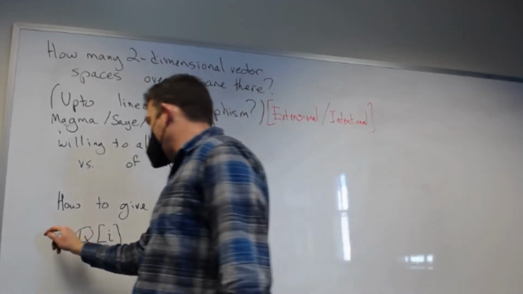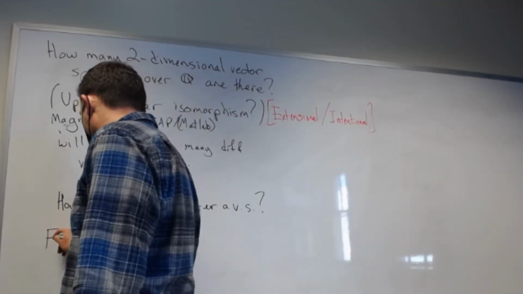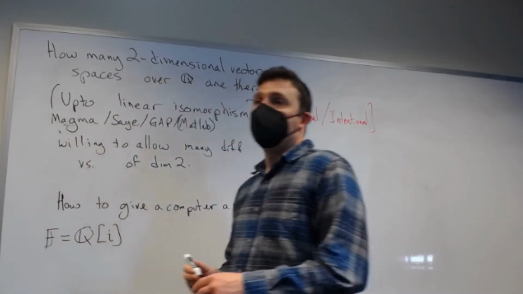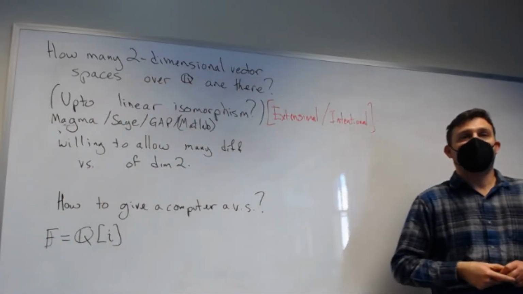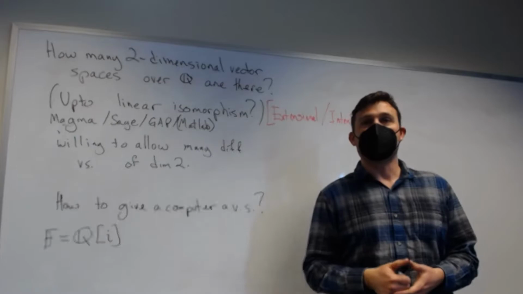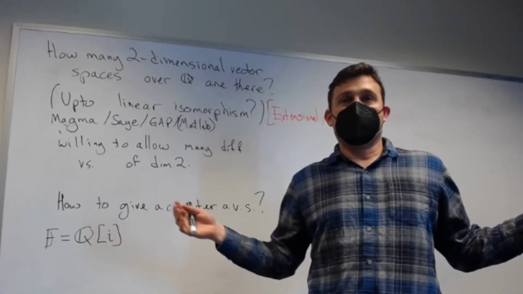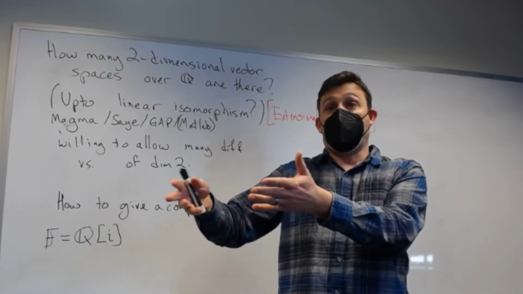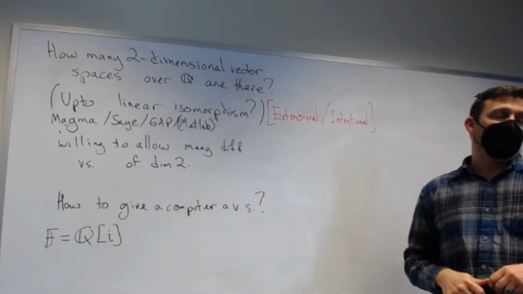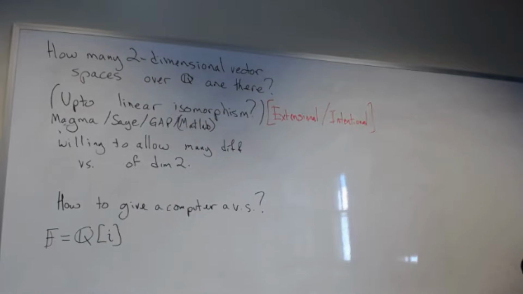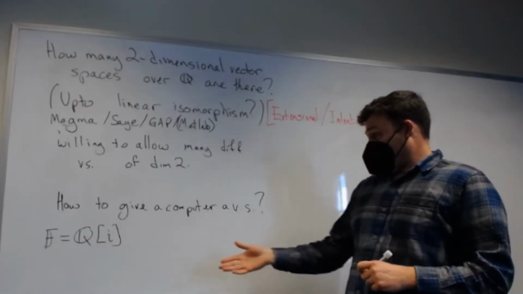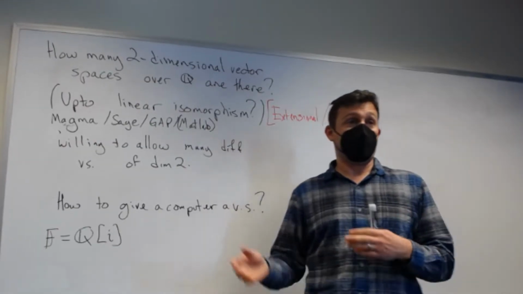So let's say that this is the field that I want to explore. It is Q adjoin I. Okay, that's often how we actually end up making something like the complex numbers. We don't actually have any real decimals. We just do something like the rationals and throw in an I and call it C. It's a reasonable approximation for many goals. So how would I tell a computer about a vector space over F?